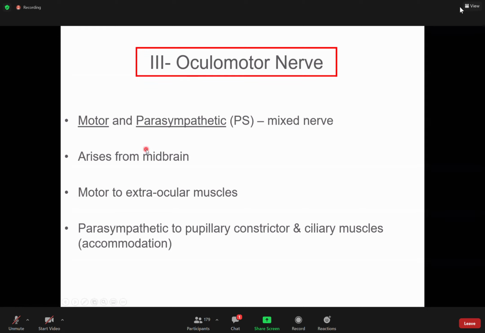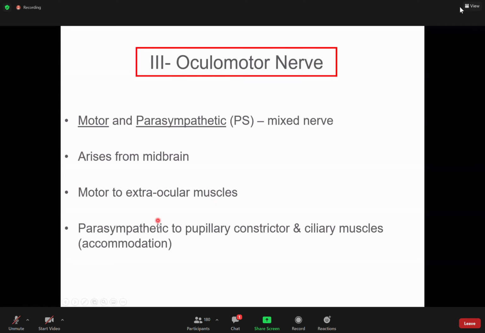The one which is originating from the brainstem is the oculomotor nerve. We know that the oculomotor nerve is a motor nerve, and it has a parasympathetic component. So it's a mixed nerve. It arises at the upper level of the midbrain, and it supplies most of the extraocular muscles except two muscles. One is the lateral rectus, the other is the superior oblique.